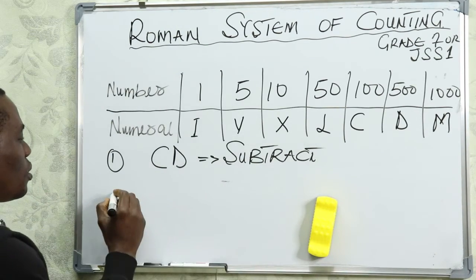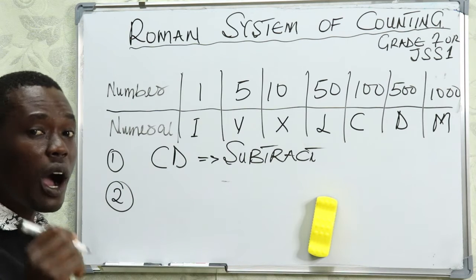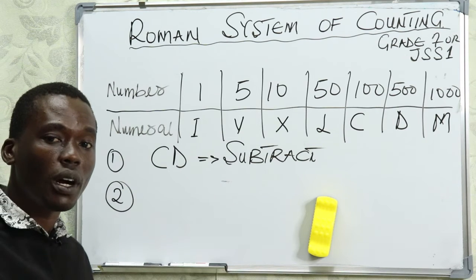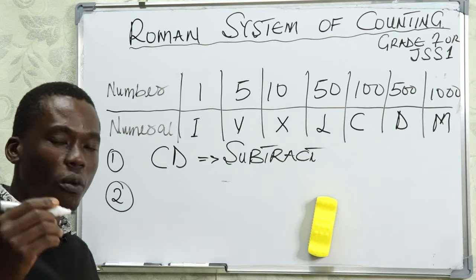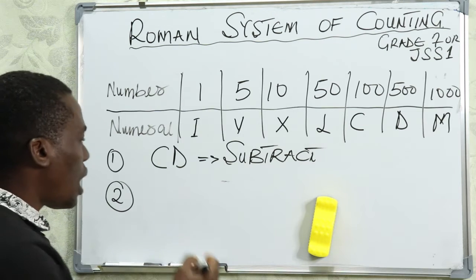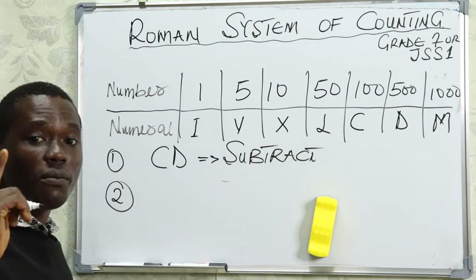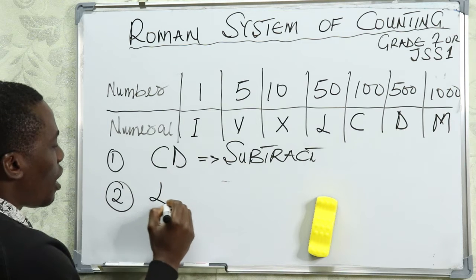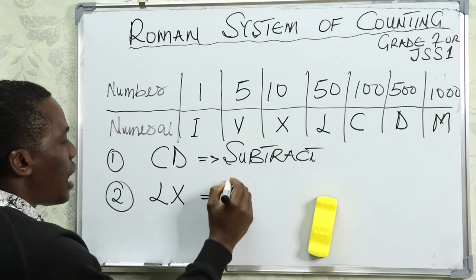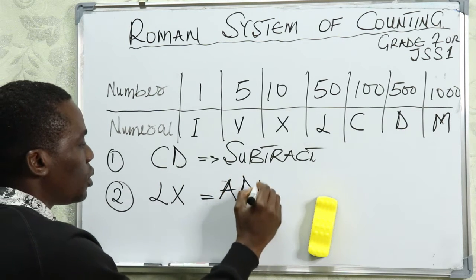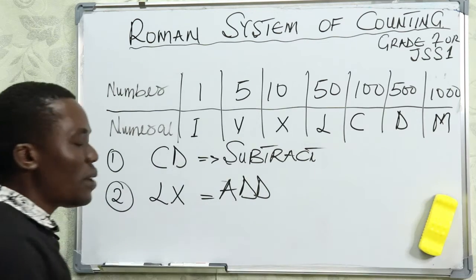Number 2: when a smaller numeral comes in front of a larger one, you do what? You add. Take this as a very good example: we have our LX, and in this situation you add. Now let's look at a few examples.